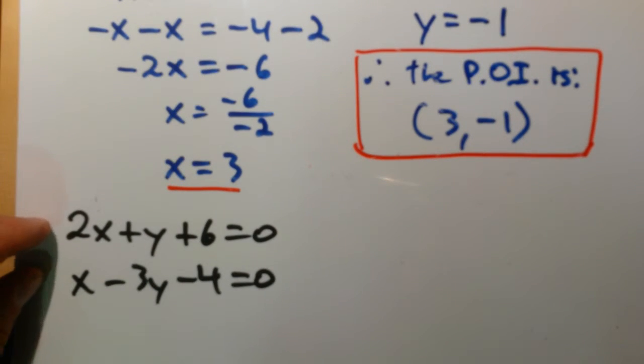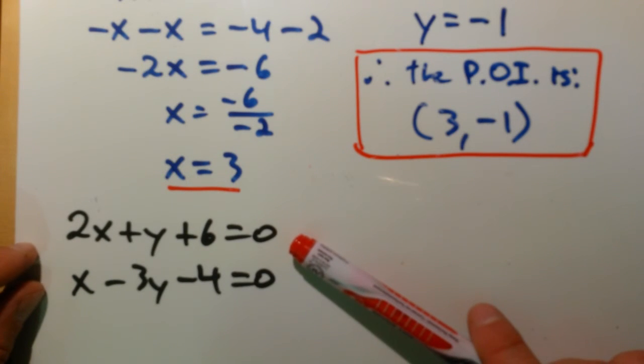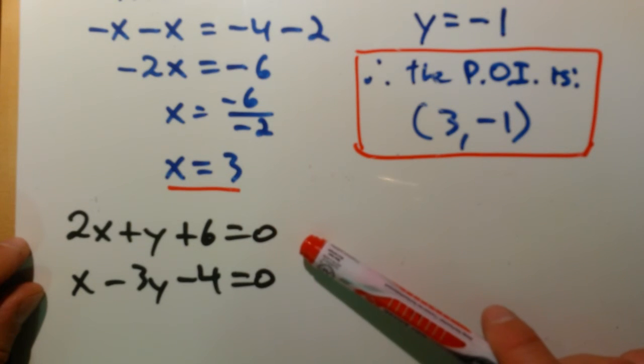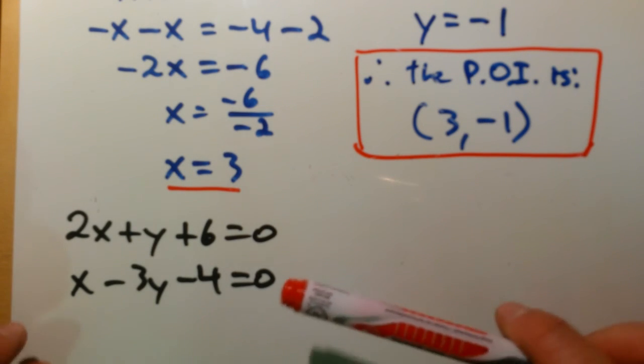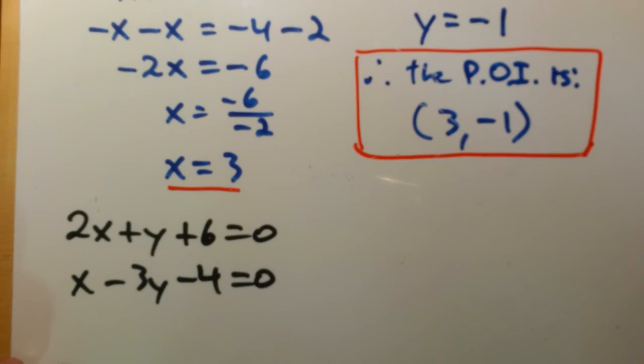So perhaps you can try this other example that I gave you and see what you come up with. Here's one hint: if you're stuck with it, you can turn one of these into slope-intercept form and substitute it into the other, and then the same process. So solve for x, then find out what y is.